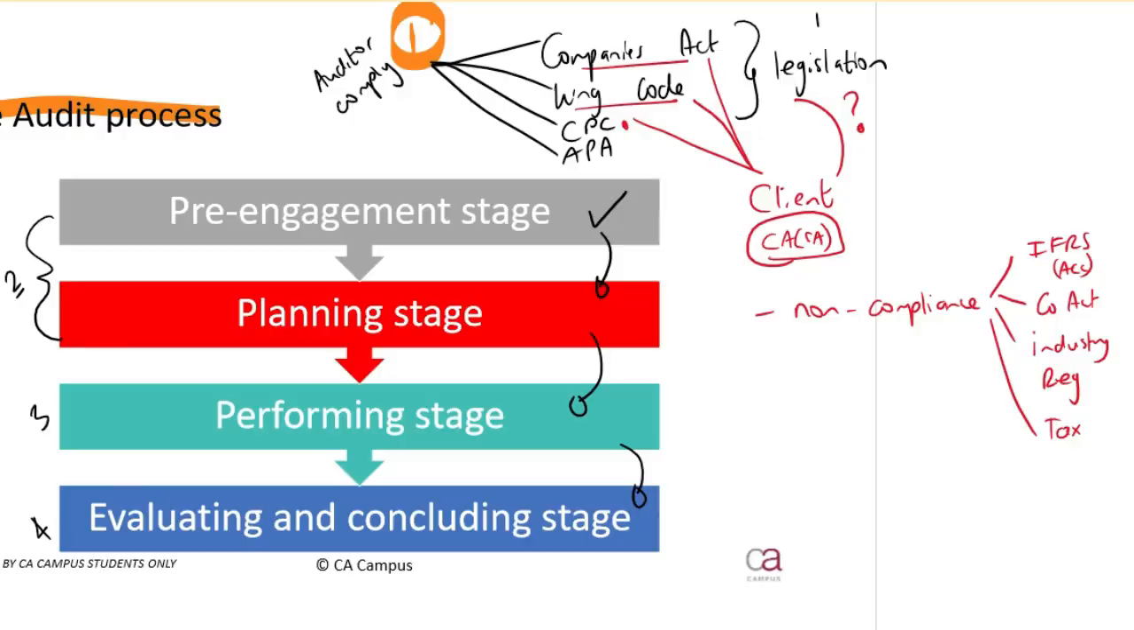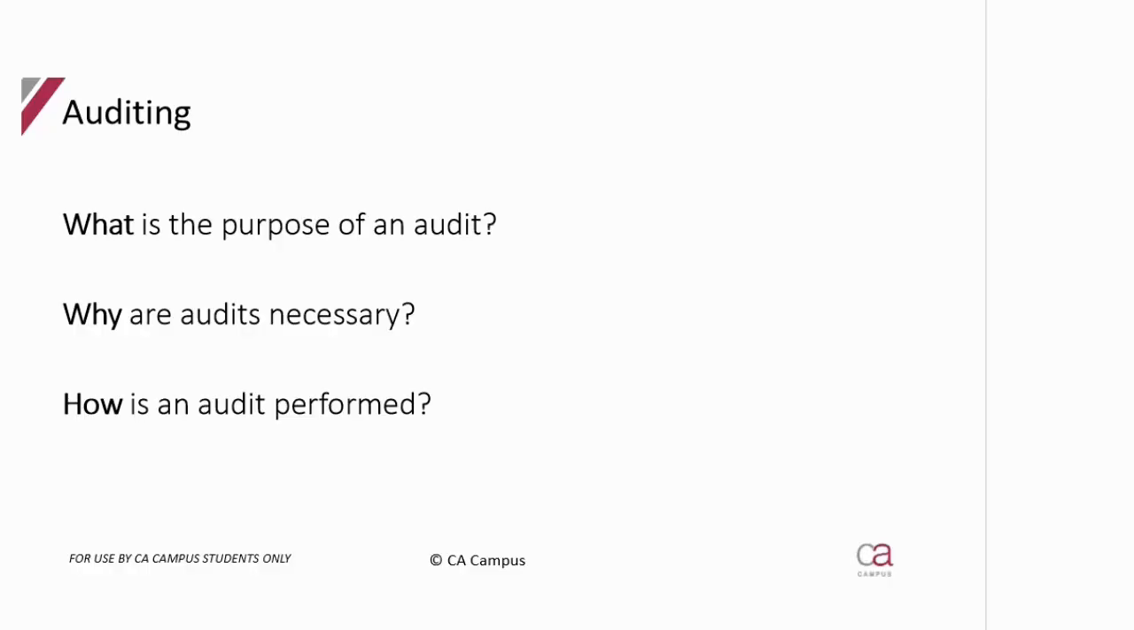So the first thing is I want to ask you 3 questions. The first question, what is the purpose of an audit? I'm going to ask all 3 so that you can think. Remember exam technique: look at all the questions, let your brain start working on answers, and then we'll get to them individually. The second question, why are audits necessary? And the third question, how is an audit performed?